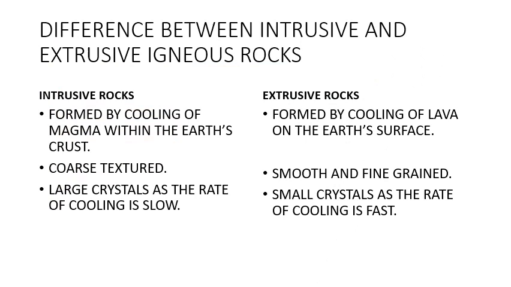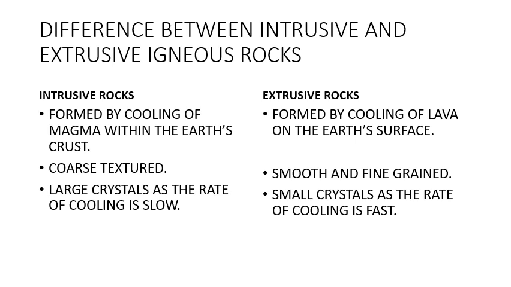Now here we have a table. You must copy down this table. The difference between intrusive and extrusive igneous rocks. Intrusive igneous rocks are formed by cooling of magma within the earth's crust, whereas extrusive igneous rocks are formed by cooling of lava on the earth's surface.